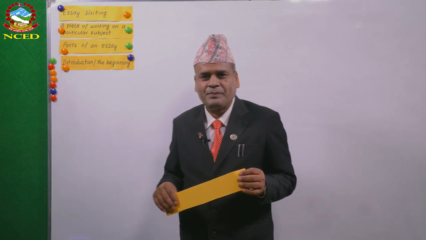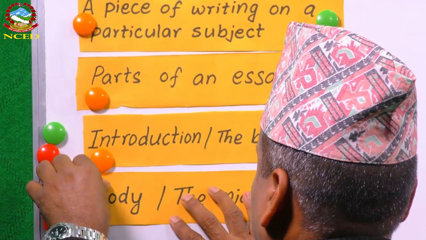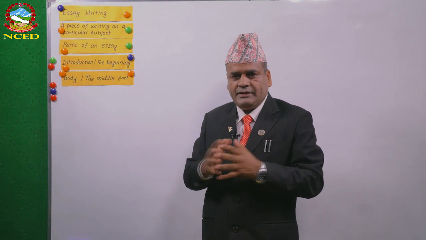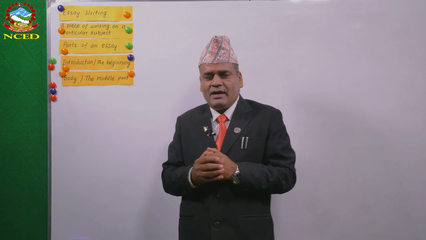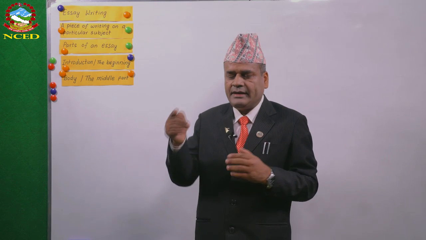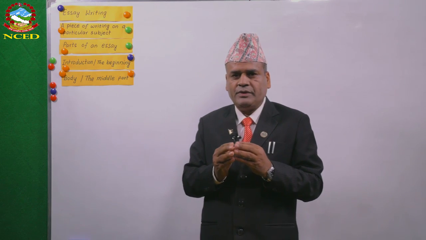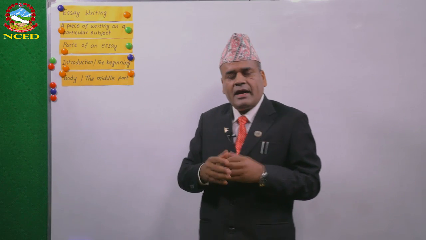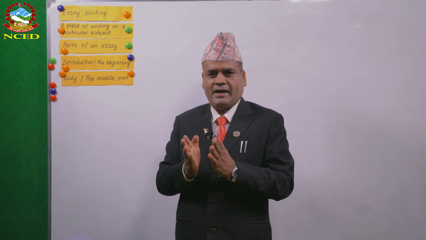And the second is, can you guess? The second part is the body, or the middle part of the essay. In the middle part, we explain or describe the topic that is given to us, and we may write advantages, disadvantages, its usefulness, everything. This is the major part of the essay. Introduction is the beginning part where we just introduce the topic, but in the body we explain things, describe, and write advantages, disadvantages, usefulness, and so many things, right?